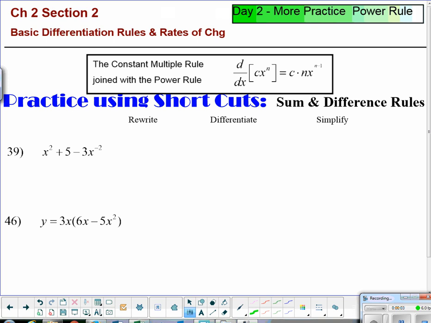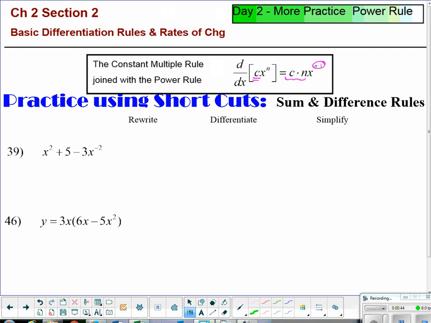Well, here we are. Let's work on day 2 of section 2.2 and more basic differentiation. A lot of power rules will be used. That'll be the biggest thing. One thing I want to mention, the constant multiple rule joins with the power rule. And this one we use over and over again, where I have some c, some coefficient in front of the variable x, and x is raised to some power n. The derivative for that sort of function turns out to be I multiply the coefficient by the power n, and then of course I reduce the power by 1.